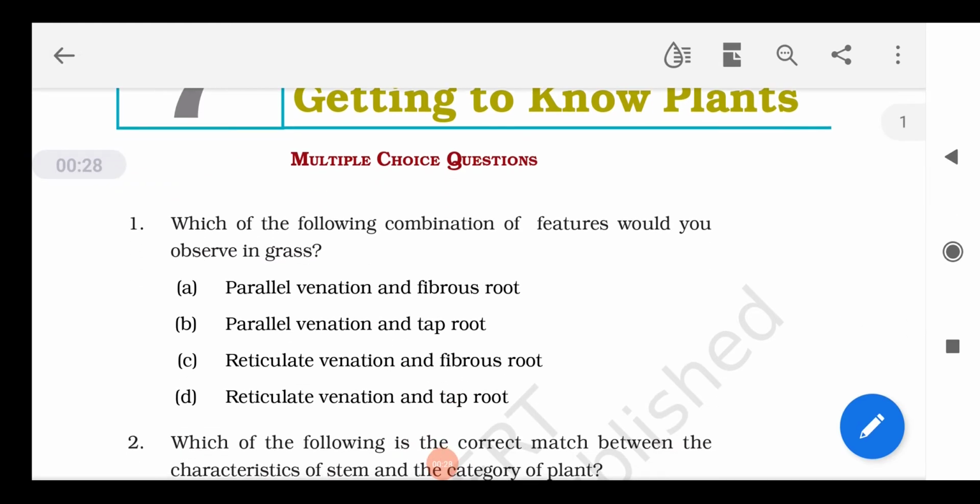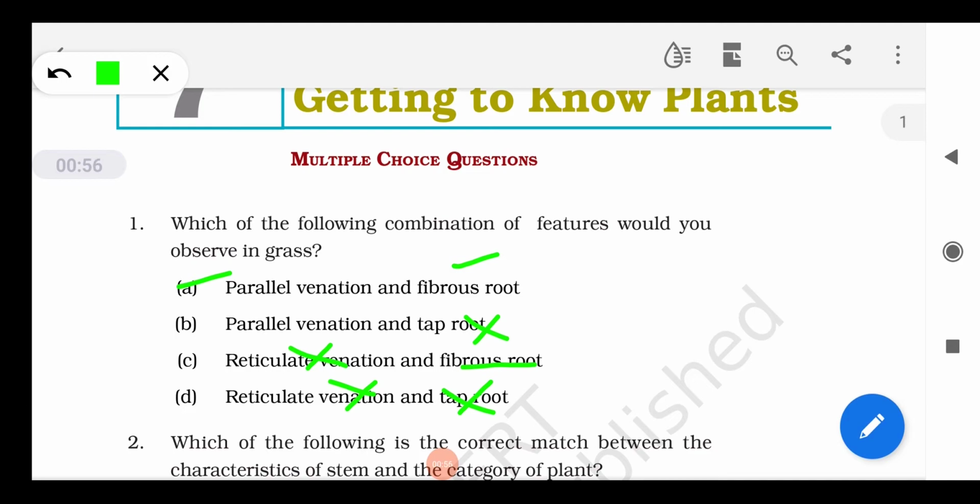Which of the following combination of features would you observe in a grass? So grasses have parallel venation and fibrous root. Grasses don't have tap root, and reticulate venation is absent in grasses, so the options with reticulate venation and tap root are both wrong. In grasses, parallel venation and fibrous root is there.